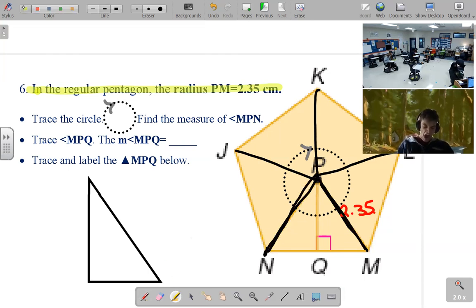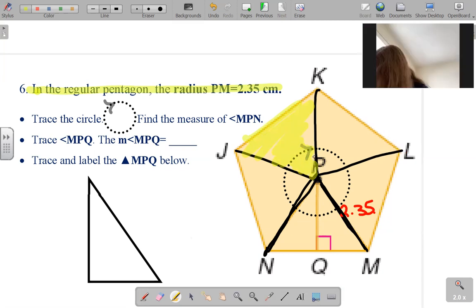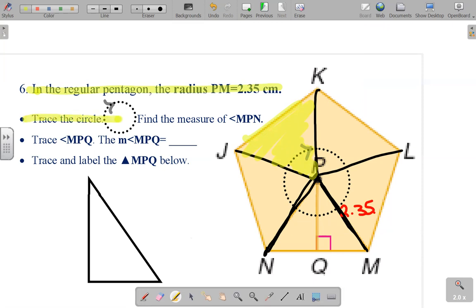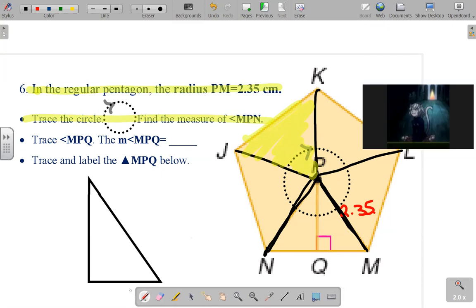Cassie, taking a look up here, how many pizza slices do we have? If that's one pizza slice, how many do we have? Five. Fabulous. Okay, step number one. Mira, can you read that first bullet? Trace the circle, find the measure of angle MPN. Okay, everyone physically trace that circle. Your first goal is to find the angle MPN, which is going to be the orange angle right there. You've got 20 seconds to figure that out. Go.